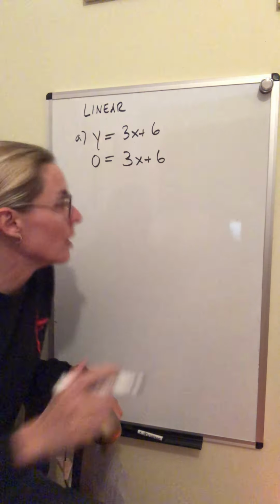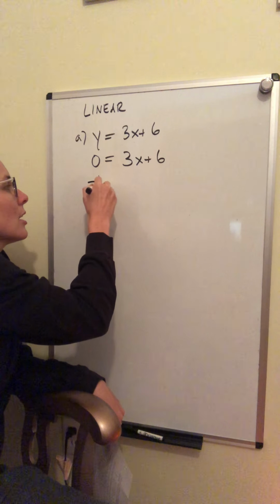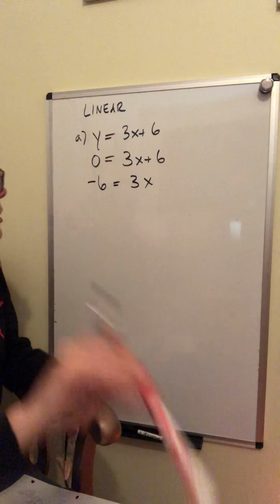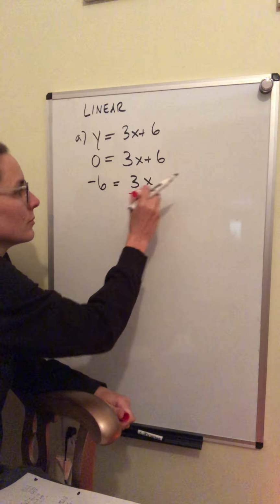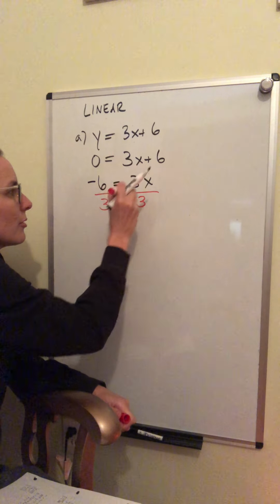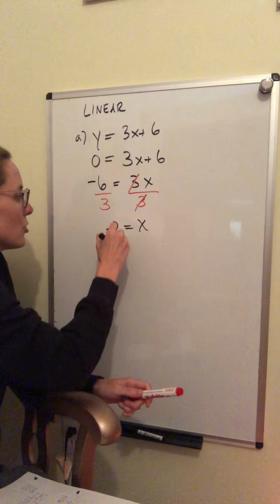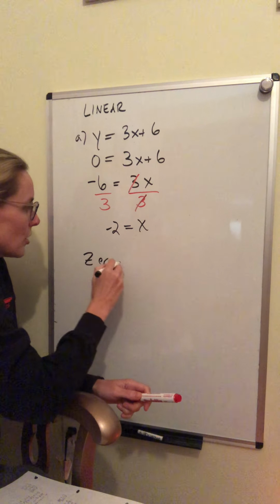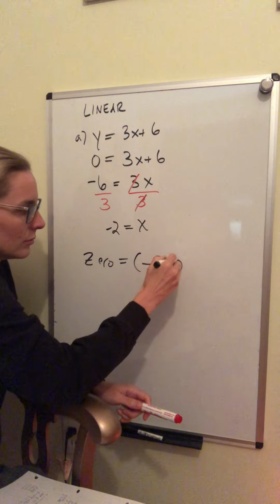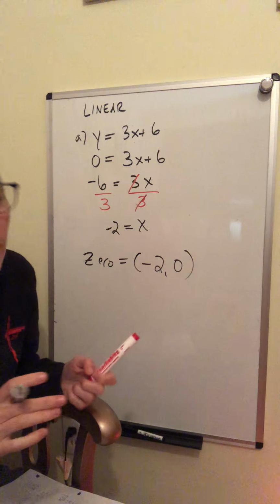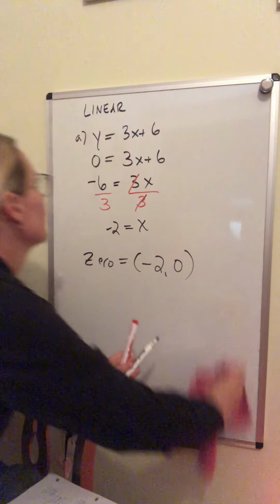This we would consider grade 9 math. So the 6 comes to the other side, it becomes negative. In order to undo this little multiplication, we're going to divide both sides by 3. That cancels. We get x equals negative 2. So what is our 0? Negative 2, 0. That's our point that we would consider a 0. Okay? Grade 9 math, not a problem.